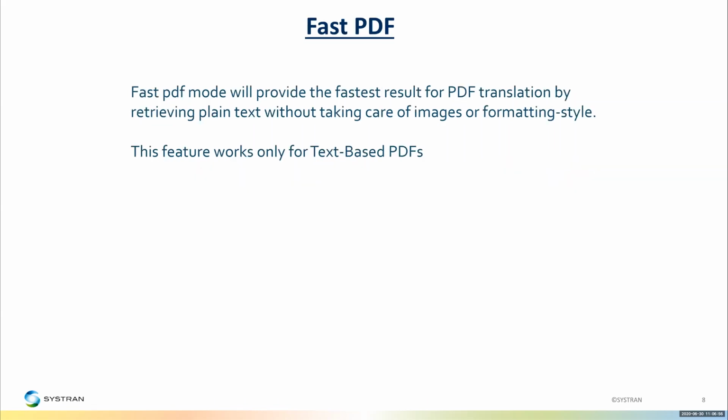And the last one is fast PDF. Fast PDF is the fastest mode we have, and the output here is a text file. It's not going to be the Word format, and there is not going to be any cosmetics to the file, like bold letters, colors, fonts, underline, italic. It's just going to be plain text. This mode is pretty good for e-discovery.